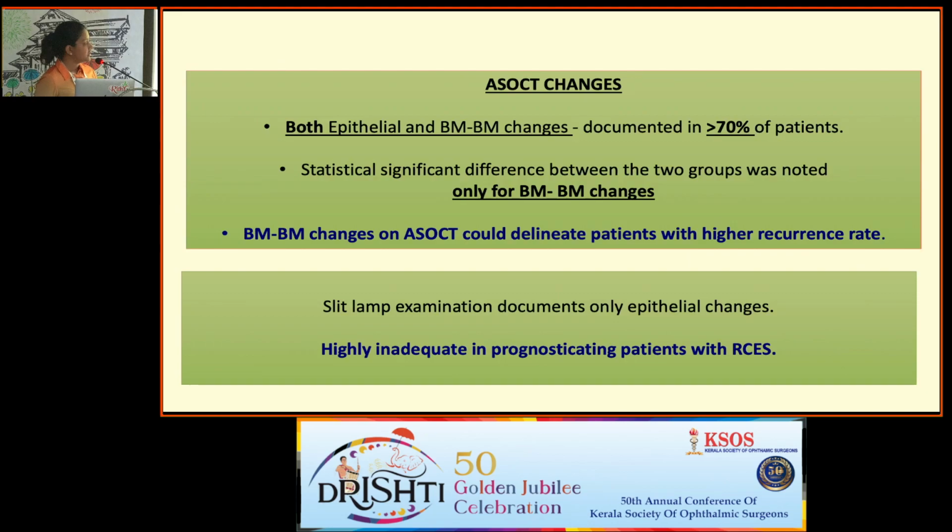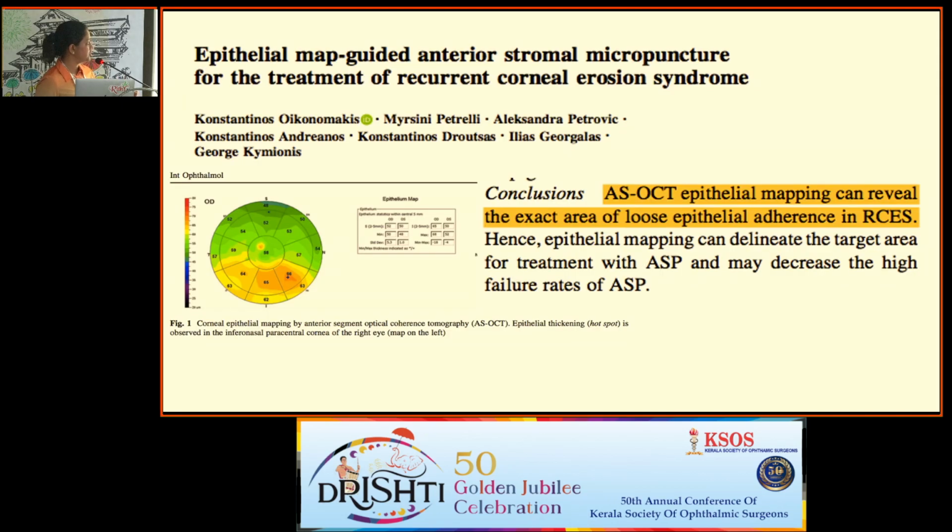So though in our study, both epithelial and BMBM changes were noted in more than 70% of the patients, BMBM changes was the only change which was seen more commonly in the frequent recurrence group. And this could probably in the future delineate patients with higher recurrence rate. What does this signify? This signifies that till date, slit lamp examination is the only way that recurrent corneal erosion patients are followed up. And this is highly inadequate in prognosticating the patients.